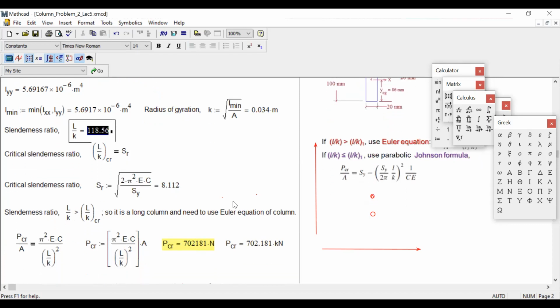Anyone? Column, sir. I'm sorry? Sir, long column. Long column, good. Your ID? 131. 131. Okay, hold on, let me write down your ID.